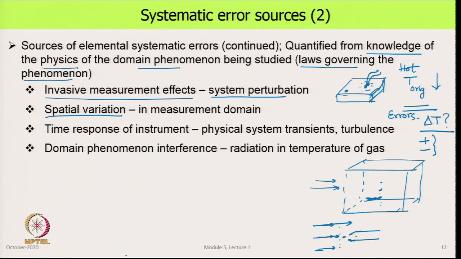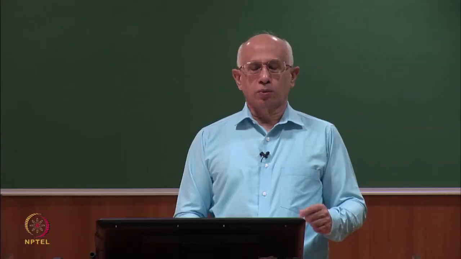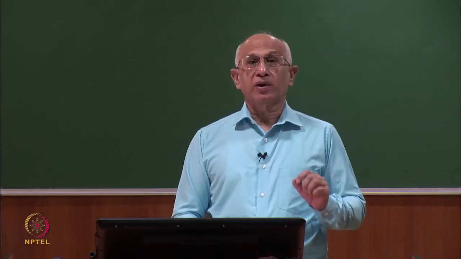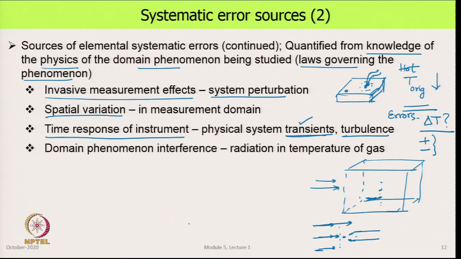The third systematic error source, and it is a very big issue when it comes to studying transient phenomena and turbulence, is when the phenomena that you are studying is changing with time. That is what we mean by a transient phenomena or an unsteady phenomena. And we have put an instrument there, and we want to measure the parameter value at different times. So, what happens here?